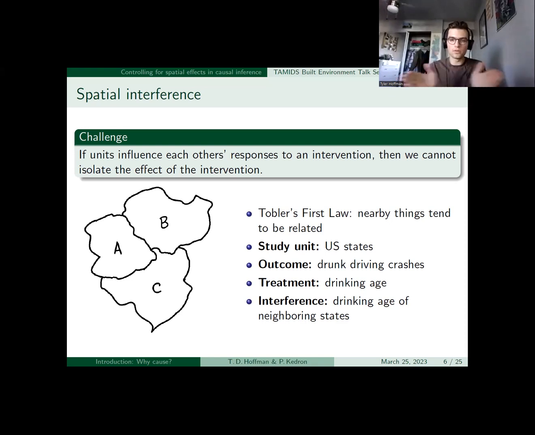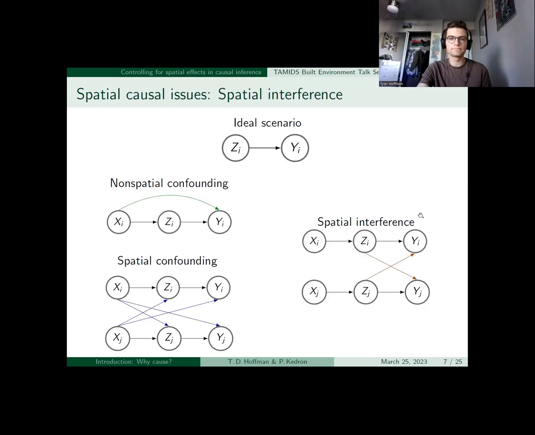There's multiple effects from one intervention that's spread across space. And for those of you inculcated in the GI science literature, this is related to Tobler's first law. So nearby things tend to be related. If some action at state B is probably likely going to affect states A and C.